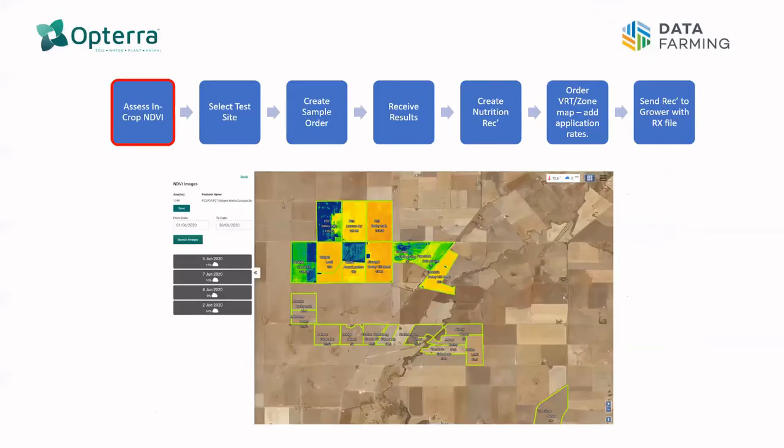So moving on from there, we then wanted to just step back and I guess just take a quick look at a more end-to-end process, if you like. So that might start, for example, with the notion of doing some assessment or analysis as far as in-crop NDVI is concerned. And within Opterra, there's obviously an ability to do that with our integration with data farming.